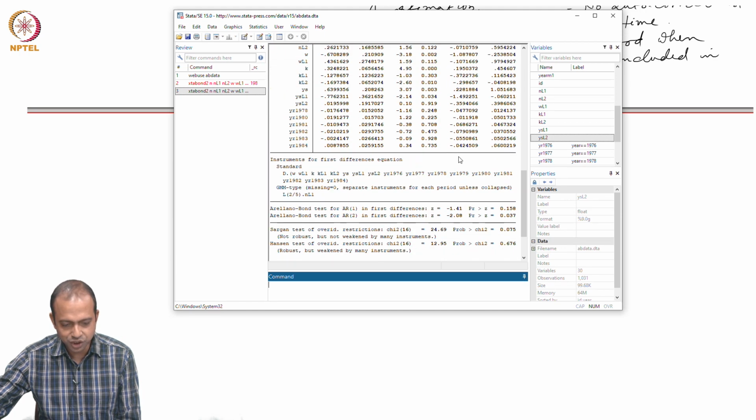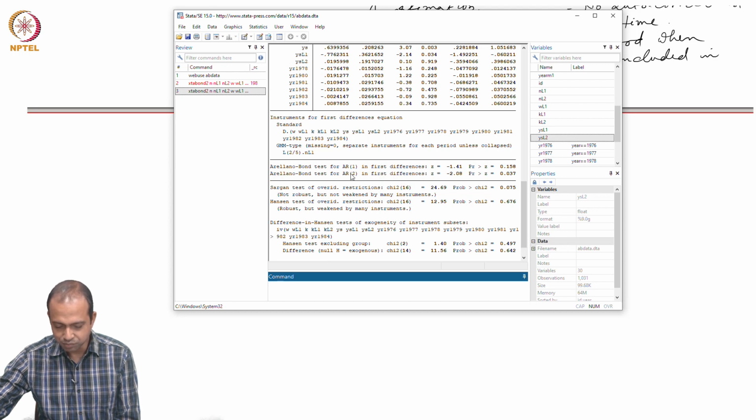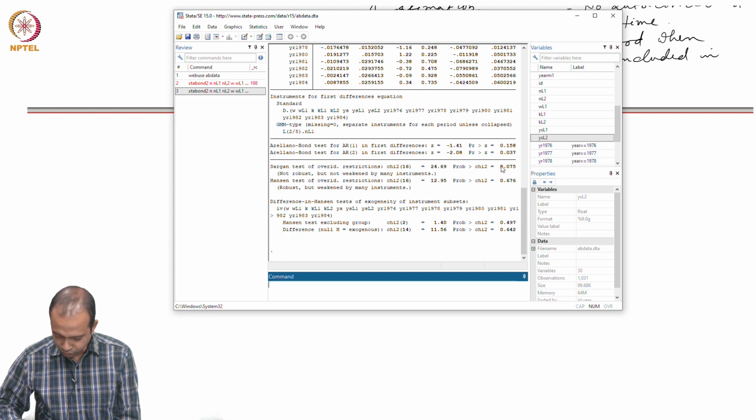Now the same equation, if we want to estimate using system GMM, then what we need to do is we need to simply remove the nolevel. That means I want level as well.